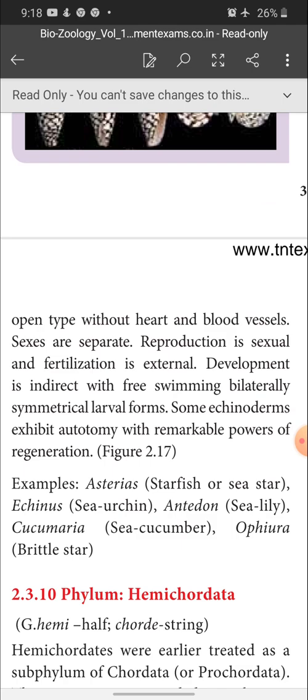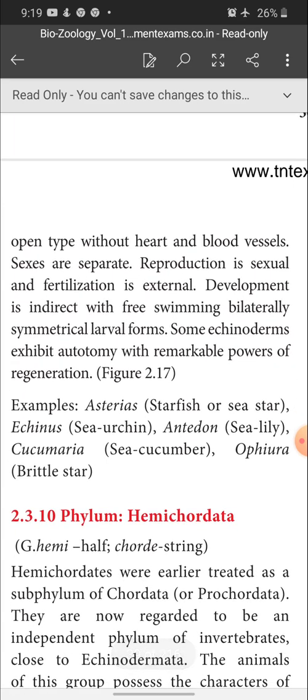Okay, what is meant by autotomy? When the animal is captured by predators, it immediately cuts off its arm and escapes from the predators, and the cut part immediately regenerates. This is called what? Autotomy, and a remarkable power of regeneration. Autotomy means cutting off arms to escape from predators, and remarkable power of regeneration means the cut organs develop immediately. Then examples: Asterias, Echinus, Antedon, Cucumaria and Ophiura.